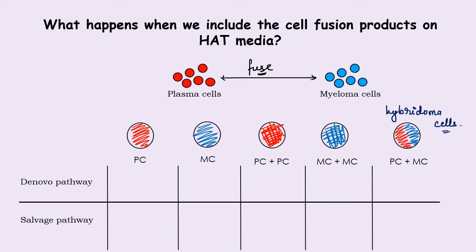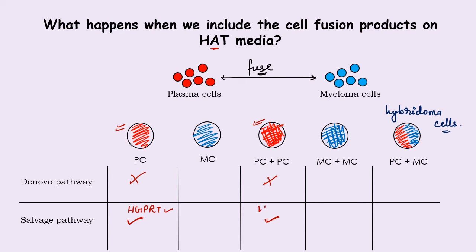So how does this selection process work? If you see the plasma cells and those plasma cells which are fused to another plasma cell. Okay. So in these cells, the de novo pathway is blocked because there is aminopterin in the HAT media. These plasma cells, however, can perform the salvage pathway because they will be getting raw material from the HAT media and also they have their HGPRT gene functional.